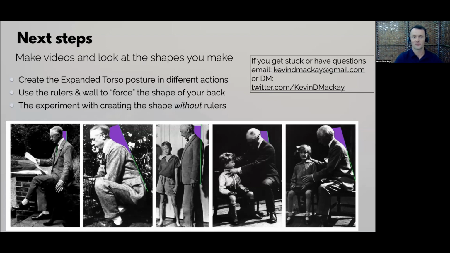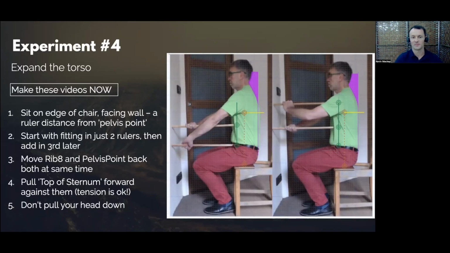Okay, so this week, make some more videos. Look at the shapes you make. Do this experiment here, placing in the rulers, and then see if you can get the 3 spots in alignment. Don't worry if you can't. You maybe can't. That's okay. As I say, in the next one, I'll show you a better way of doing it.